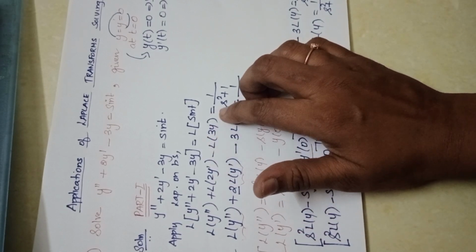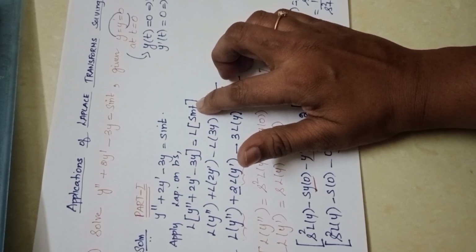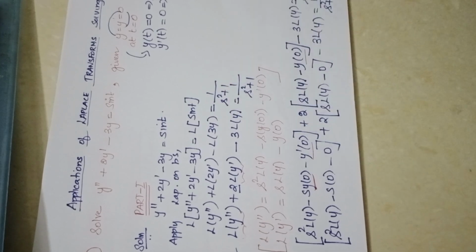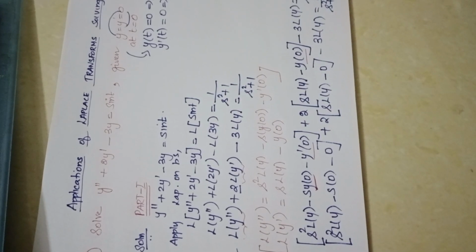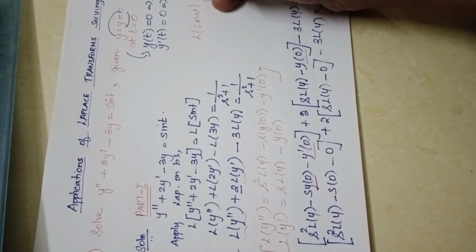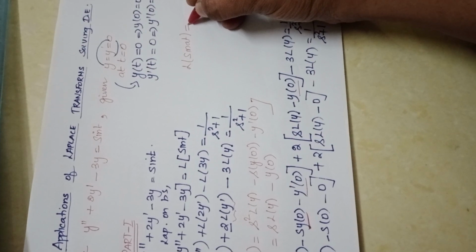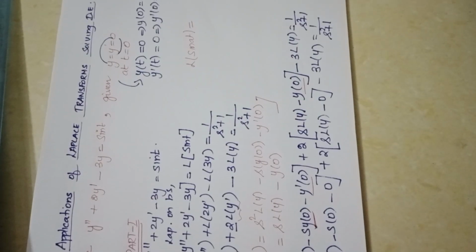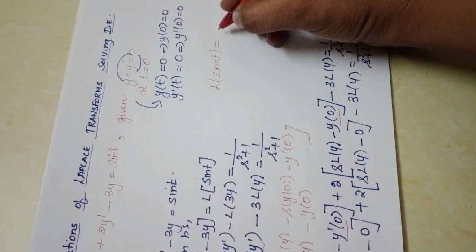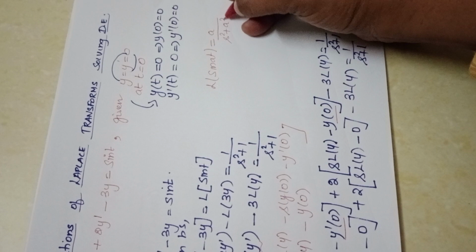L of 3y equal to, on the right hand side, L of sin t, which has a standard formula, that is 1 by s square plus 1. Because we know the Laplace formula is L of sin at equals a by s square plus a square.